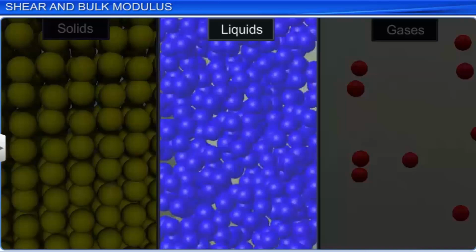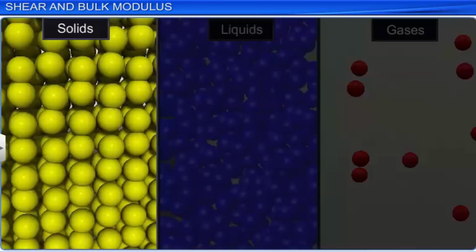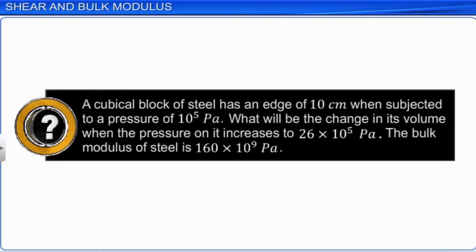We will solve a numerical problem. A cubical block of steel has an edge of 10 cm when subjected to a pressure of 10 to the power 5 Pascal. What is the change in its volume when the pressure on it increases to 26 times 10 to the power 5 Pascal? The bulk modulus of steel is 160 times 10 to the power 9 Pascal. The values given in the problem are the length of the edge of the cube, the original and new pressures, and the bulk modulus of steel.